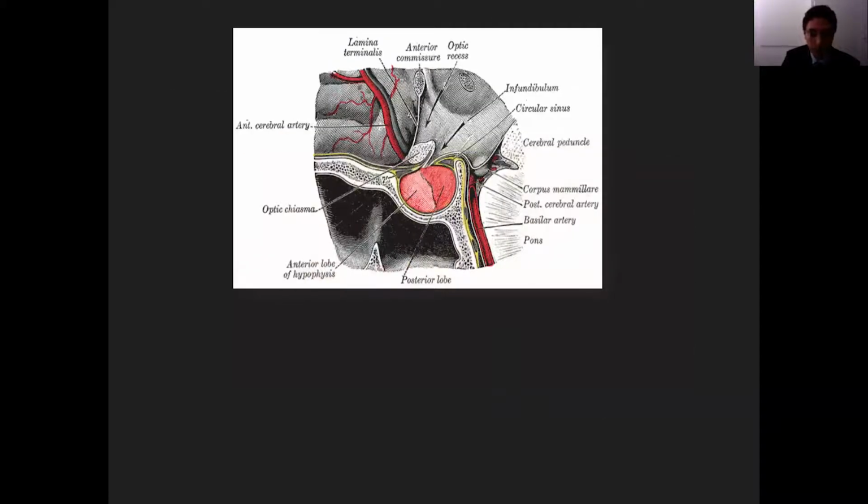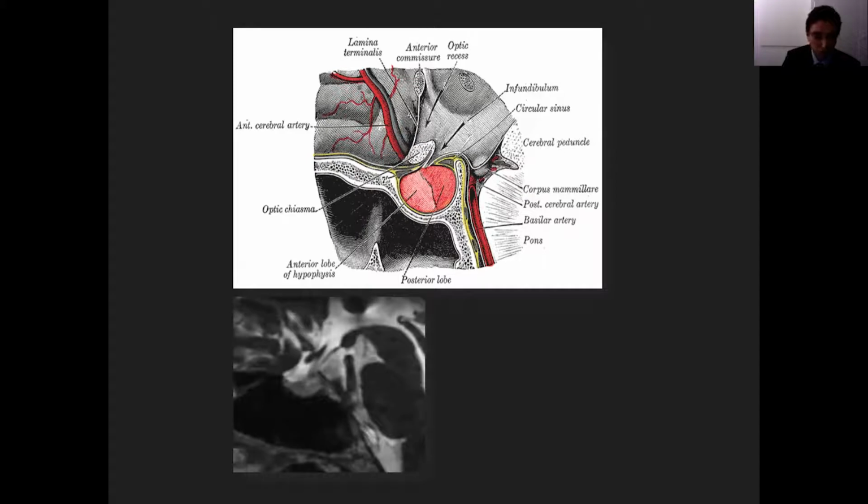On this sagittal illustration, we see the pituitary gland, we see the thin infundibulum, the optic chiasm above it, we see two sharp recesses, the suprachiasmatic recess and the infundibular recess. On this sagittal CISS reconstruction, we can see those sharply defined recesses, the suprachiasmatic recess and the infundibular recess. Again, these should be open and free of any tissues or any lesions.